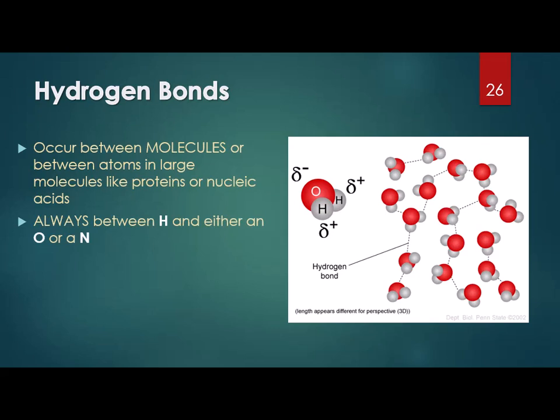So in this little picture, the little red ball with the 2 little white balls, each one of those is a molecule of water. And the hydrogen bond is the very weak attraction of the hydrogen from one molecule of water to the oxygen on the other part of the water. So if you look at this where the hydrogen bond is labeled, the hydrogen of the top water molecule is slightly attracted to the oxygen of the second water molecule. Very weak, but it's there.